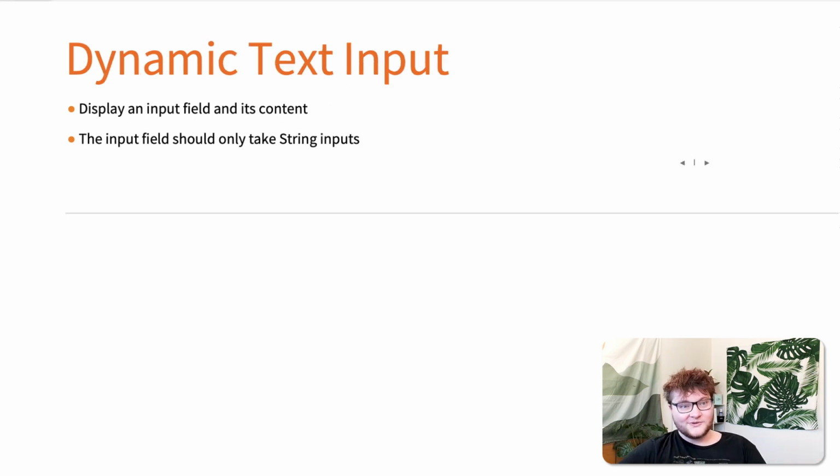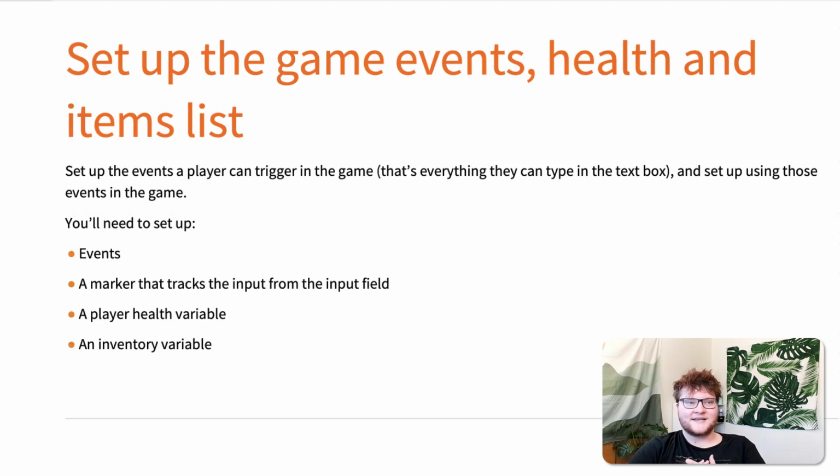In order to have the player interact, we need to have a dynamic text input. So start with getting an input field and displaying the content above it, and have it update every time that someone changes the text and then hits return. Your input field should only take inputs in the form of a string. Once you've got your text, set up the game events and the health and the items list. So set up the events that a player can trigger in the game, so everything that they can type into the text box, and set up how you use those events in the game.